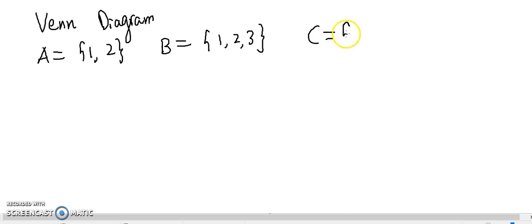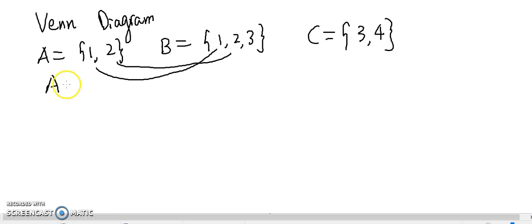C has 3, 4. Okay, so by looking at those sets, we can see here because every member of A is a member of B. 1 is in B and 2 is also in B, and we can tell A is a proper subset of B. And if we look at A and C, they don't really have anything in common.